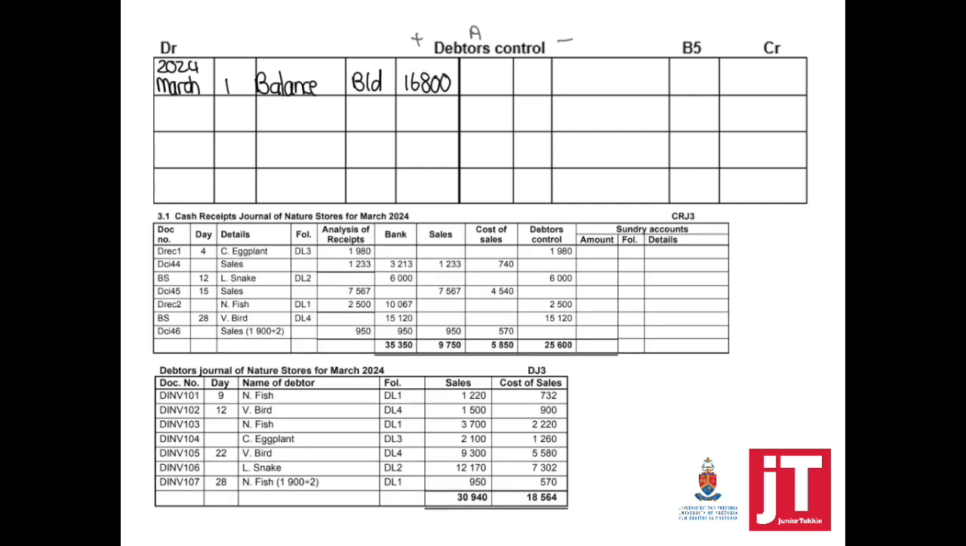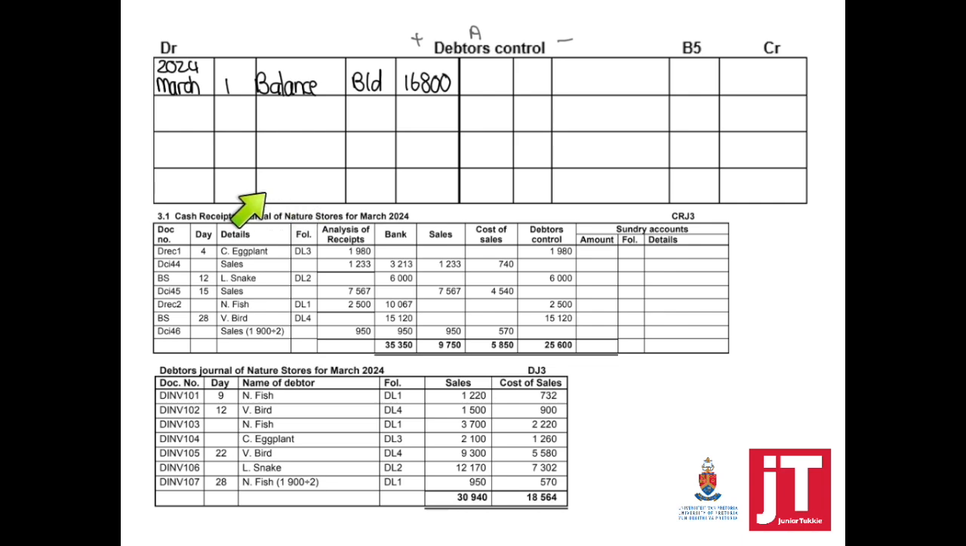Posting from the journals, the same as with trading stock. If I look at the debtors journal, the word debtors control is not written there. You should know that when you see debtors journal sales, it means goods were sold on credit. Our income, sales, will be credited, account debited, debtors control.